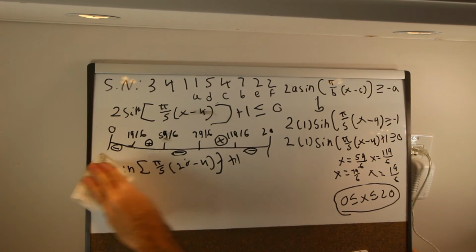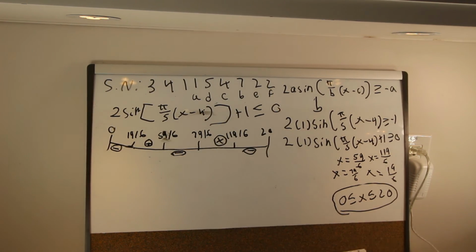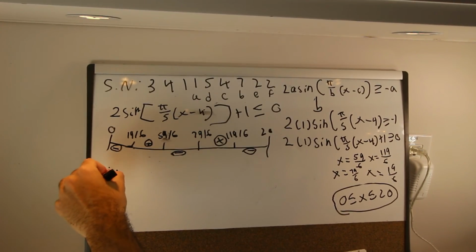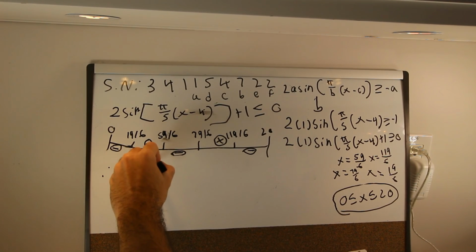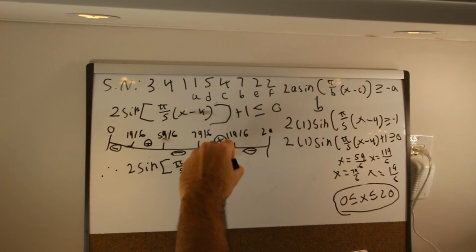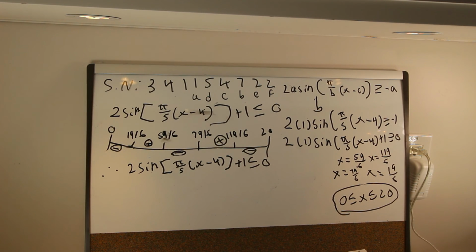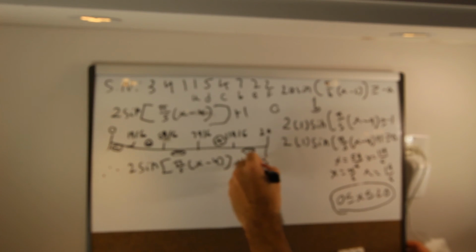So now we have to write our final statement. So the final statement is going to be, therefore, the inequality which we chose, which was 2 sine bracket pi over 5 bracket x minus 4 bracket plus 1 greater than or equal to 0. Oh, I wrote it backwards once again. It is this way actually. Greater than or equal to 0.